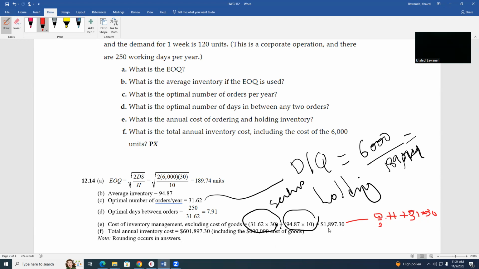$1,837. You add this to the 600,000. You added that to the 6,000 times 100, which is 600,000. That's why we use the 100 there: 6,000 times 100 plus this number.